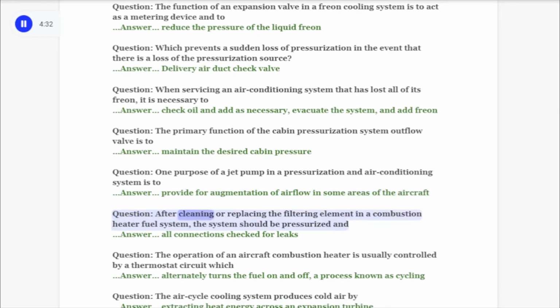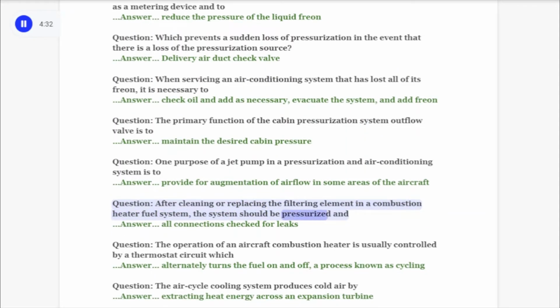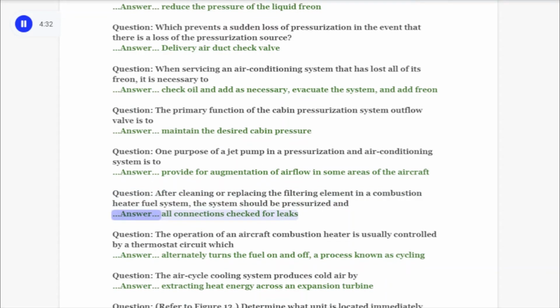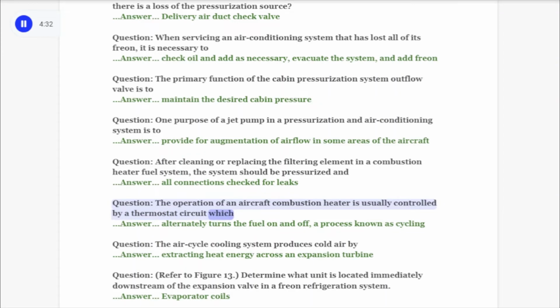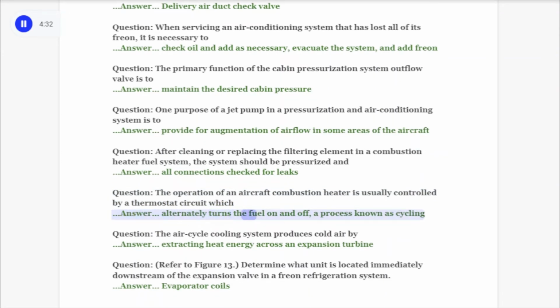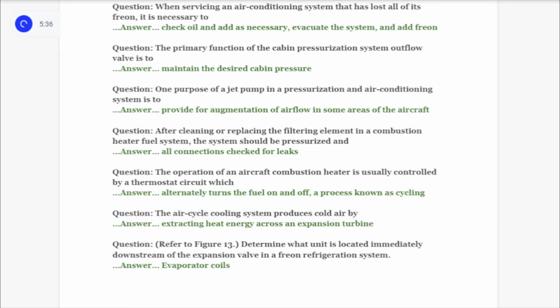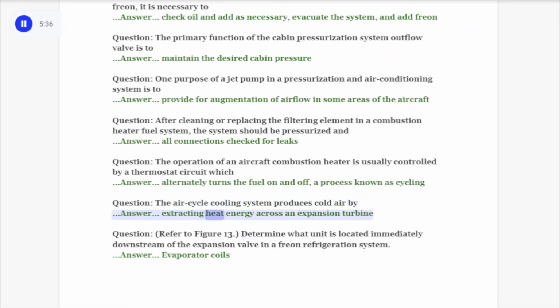Question: After cleaning or replacing the filtering element in a combustion heater fuel system, the system should be pressurized and answer: all connections checked for leaks. Question: The operation of an aircraft combustion heater is usually controlled by a thermostat circuit which answer: alternately turns the fuel on and off, a process known as cycling. Question: The air cycle cooling system produces cold air by answer: extracting heat energy across an expansion turbine.